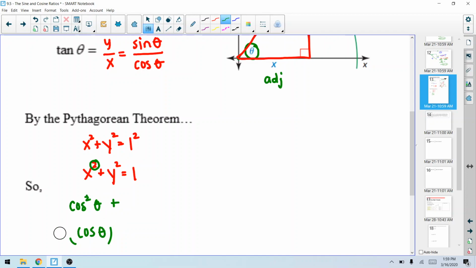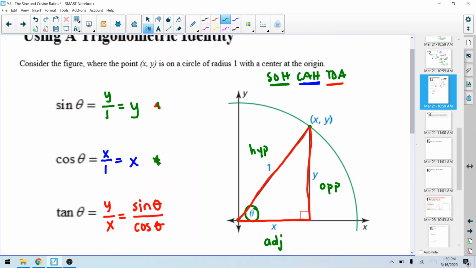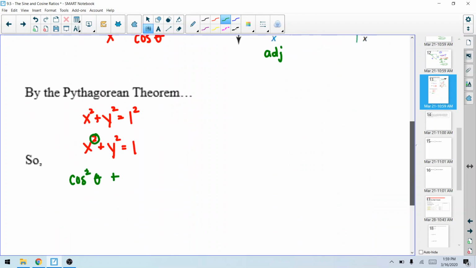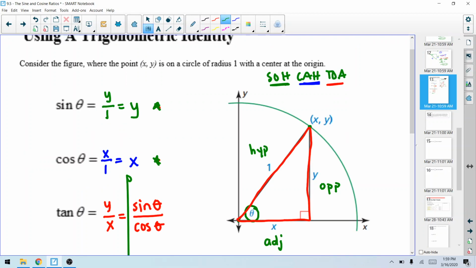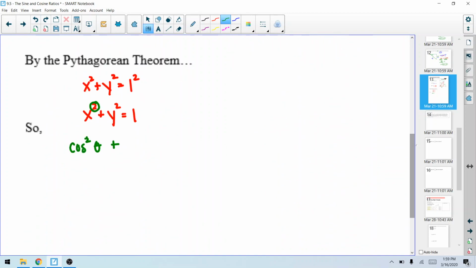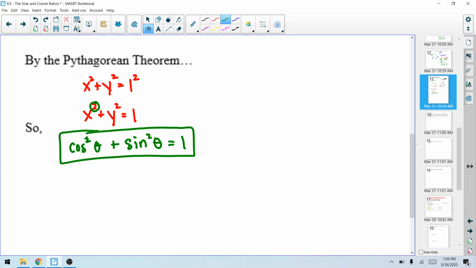plus y squared. Well, if I go back up here, look at y. Isn't y just sine theta? So, same thing. We're going to take sine theta and square it, but the way that's written, oh no, where's my undo button? There it is. Sine squared theta equals 1. And what you guys just figured out here is a very, very, very important Pythagorean identity.